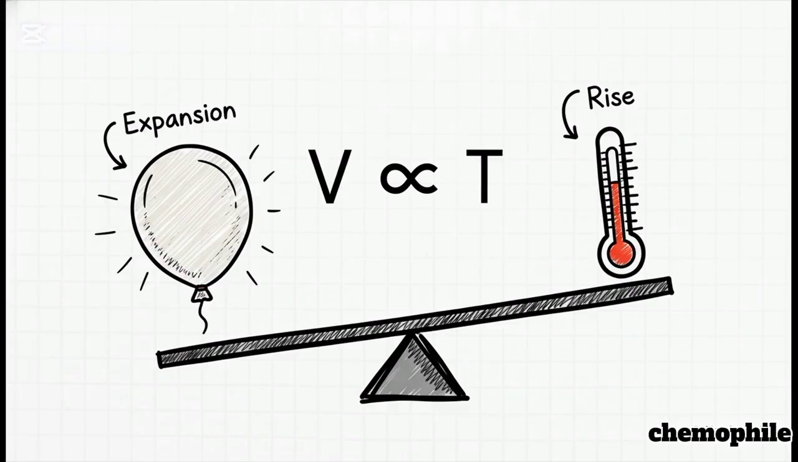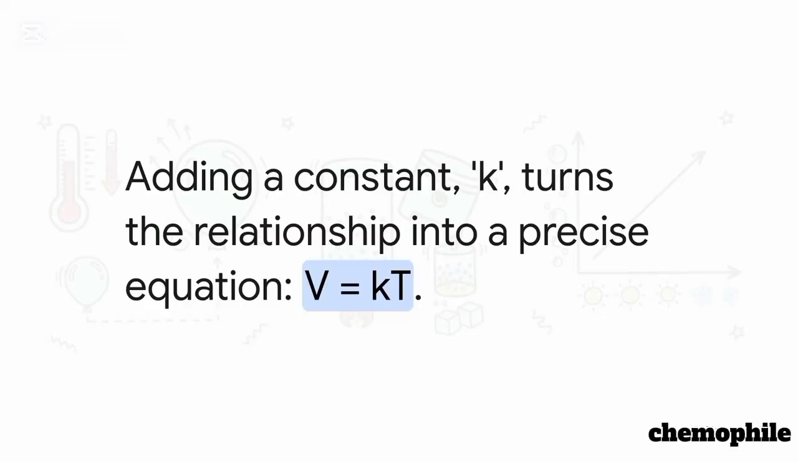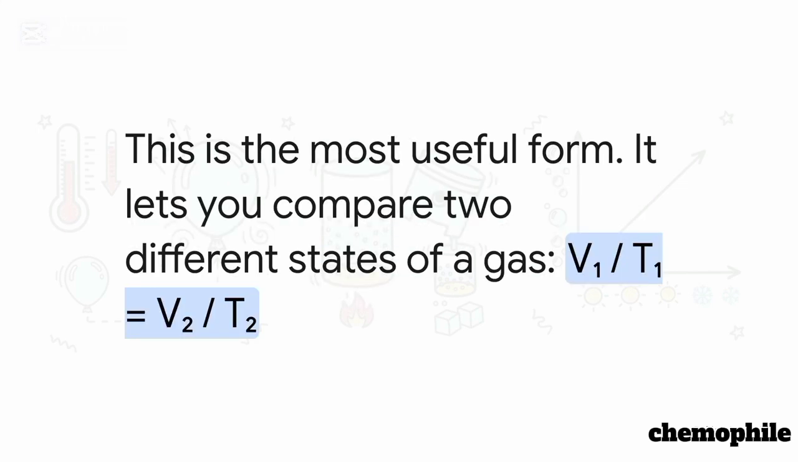They move together. Now, to make this a real equation we can use, we just add a constant, which we call K. You can think of K as just a conversion factor that connects the two. It depends on things like how much gas you have and what the pressure is, but it lets us turn that general idea into a specific, workable formula. And this is the most useful version of the whole thing: V1/T1 = V2/T2. It lets you compare a gas in two different situations. V1 and T1 are your starting volume and temperature, and V2 and T2 are your final ones. So if you know any three of these, you can always figure out the fourth.